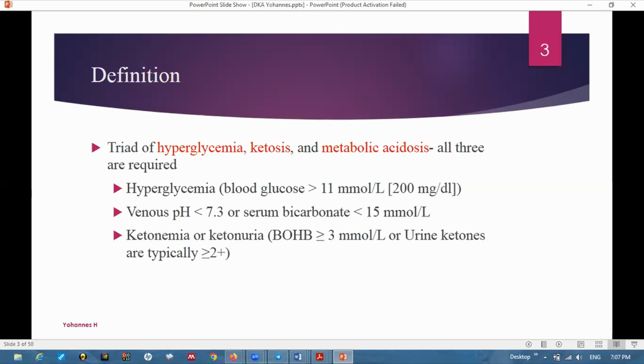Sometimes we may get euglycemic diabetic ketoacidosis, when the patient took fluid by himself, and if he or she presents to the emergency, the blood glucose level can be less than 200. In that case, we will say it's euglycemic diabetic ketoacidosis. So the three are required to diagnose diabetic ketoacidosis.